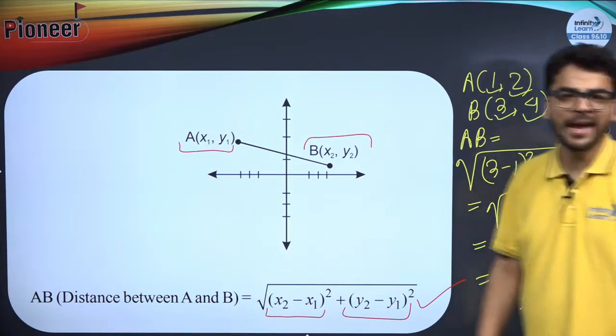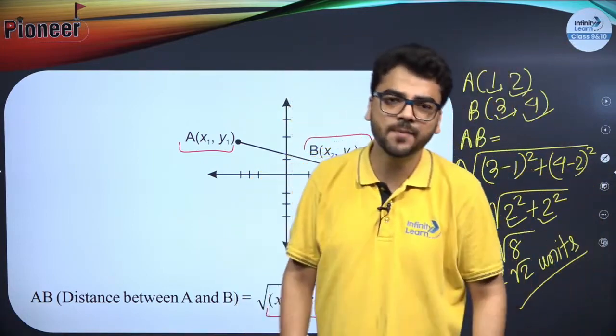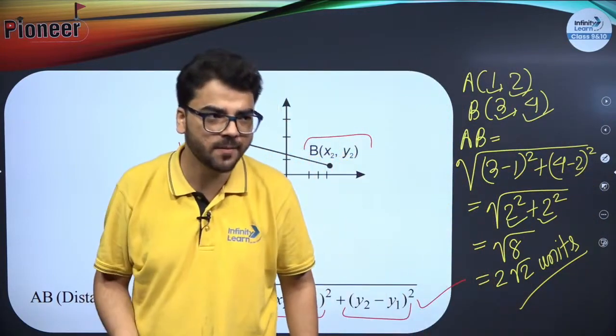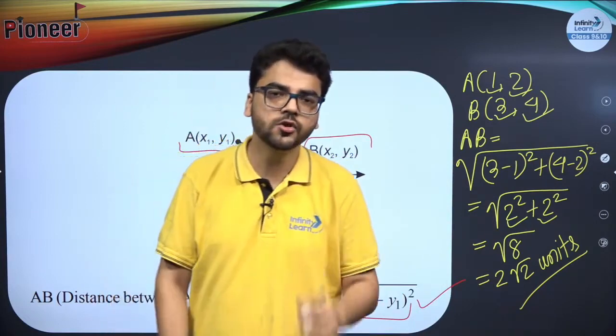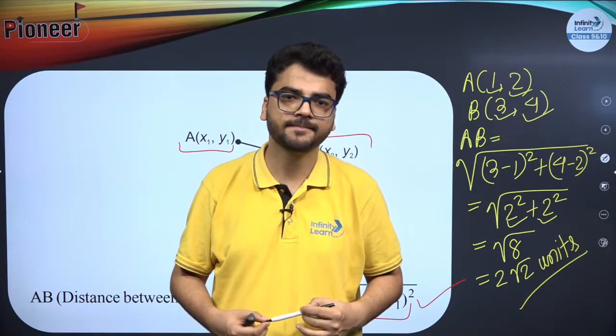Is it clear? Any doubt in the distance formula, guys? Tell me how to find the distance between 2 points in coordinate geometry when the coordinates of those 2 points are given to you. I hope it is clear, guys.